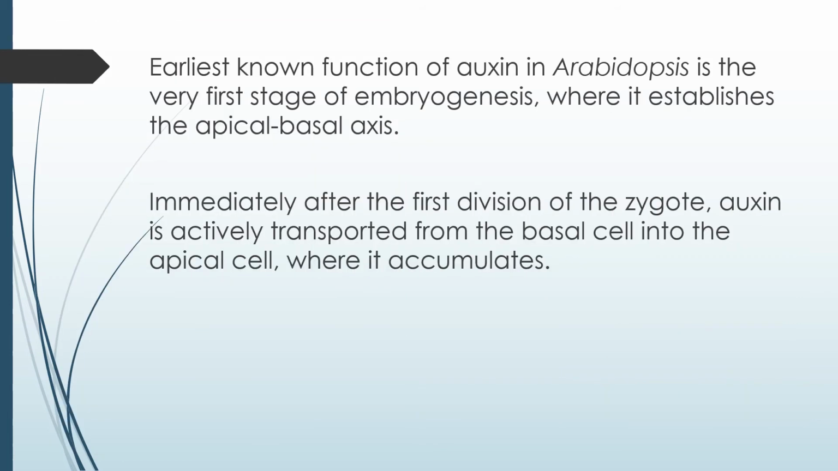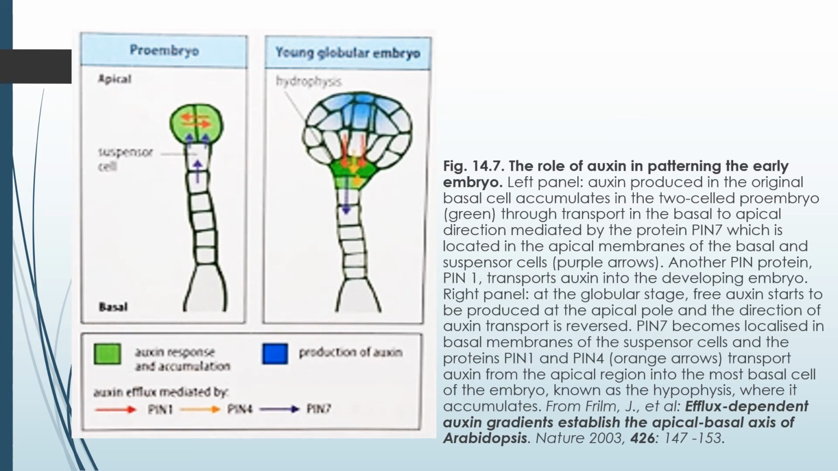So the earliest known function of the auxin in Arabidopsis is the very first stage of embryogenesis, where it establishes the apical basal axis. So immediately after the first division of the zygote, auxin is actively transported from the basal cell into the apical cell, where it accumulates. So here you will see the role of auxin in patterning the early embryo.